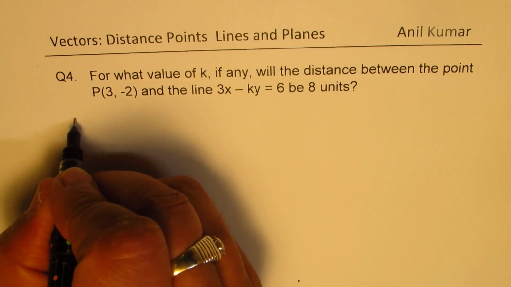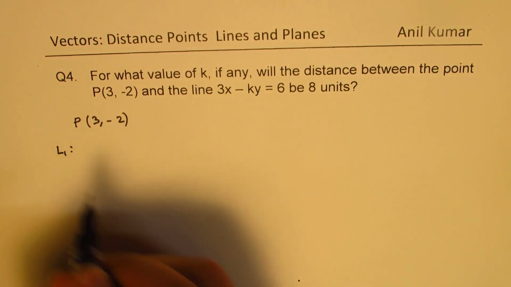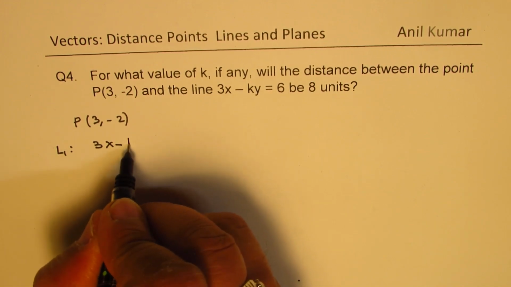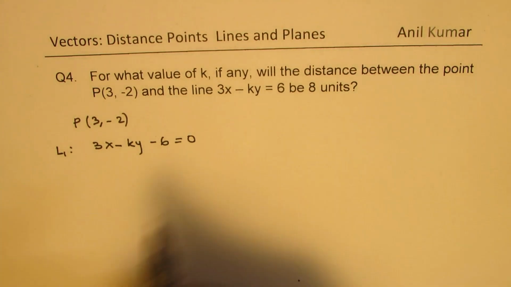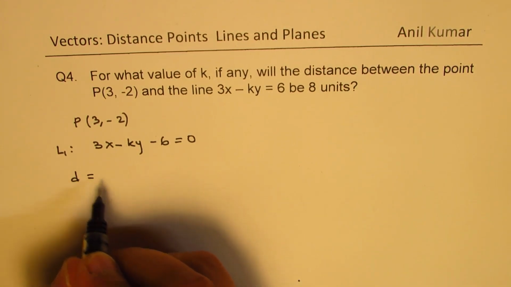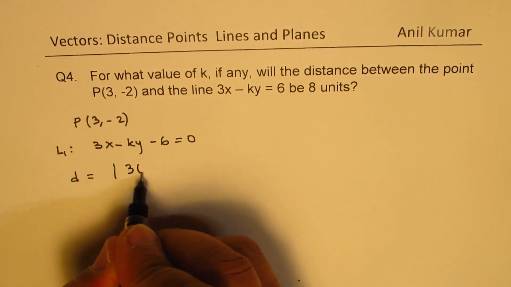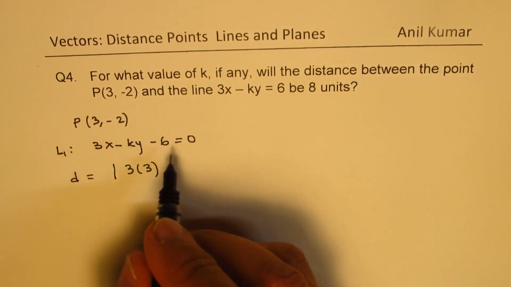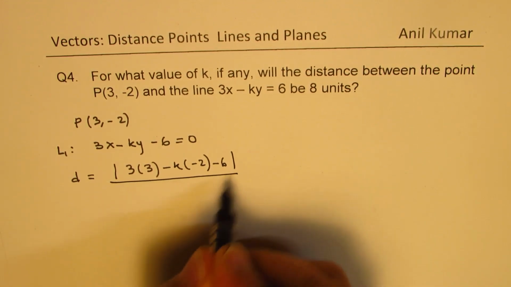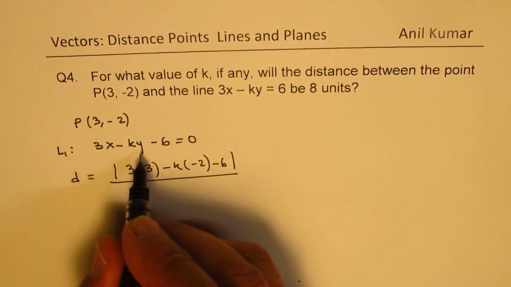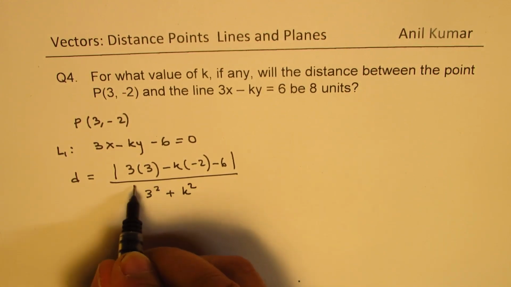So in this question, we are given the point P, which is 3, minus 2. The equation of the line is what? It is 3x minus ky, let's bring it to this side, minus 6 equals 0. We are given the distance, right? So the distance formula, as you know, will be, we have to take the absolute value, substitute these values. We have 3 times 3, and then minus k times the y value of minus 2, minus 6, divided by the magnitude, so that we have a unit vector along this direction. So square root of 3 square plus k square.